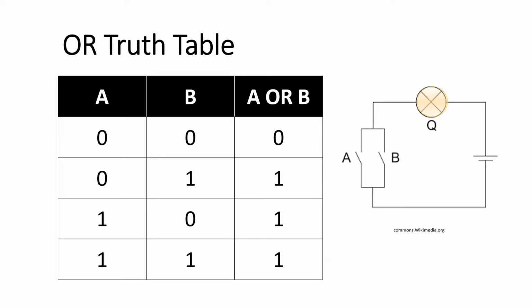So the OR truth table, we've got the column for A, column for B, and the last column for A or B. If we've got 0 or 0, so both light switches off, A or B is 0. A is 0, B is 1, only light switch B is switched on, A or B is 1. A is 1, B is 0, we get A or B equal to 1, and if both switches are on, A is 1, B is 1, we get A or B equal to 1.